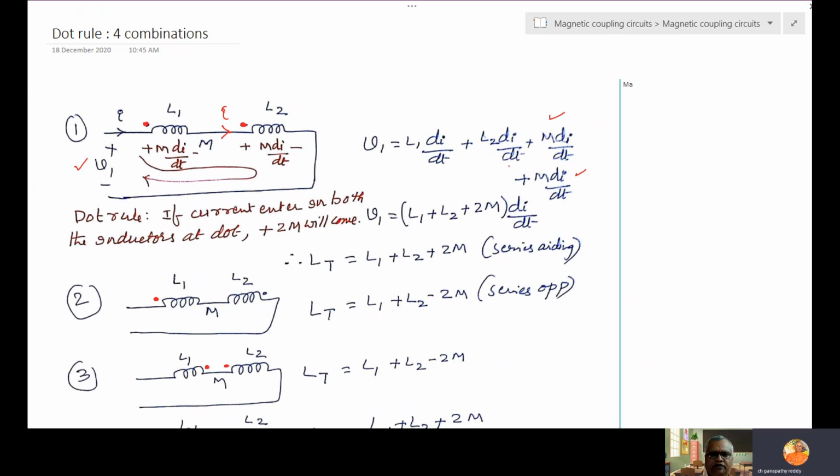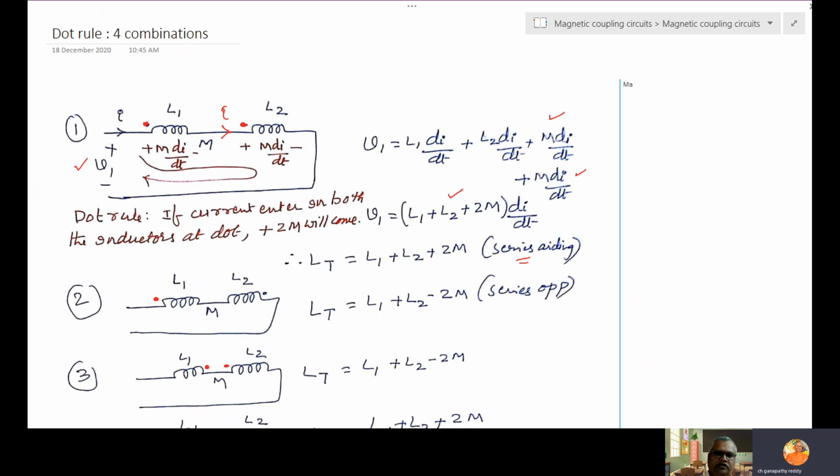di/dt is common, take it out. L1 plus L2 plus 2M will come. So finally, what is L equivalent? V1 equals L equivalent into di/dt. So L1 plus L2 plus 2M is the L equivalent. Because of this plus, we call it series aiding, added. So that is the meaning. Aiding, adding: L1 plus L2 plus 2M.